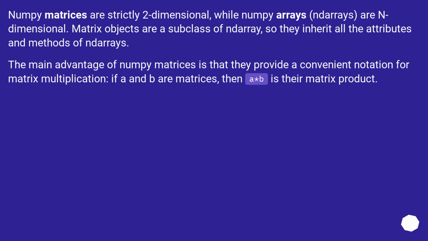NumPy matrices are strictly two-dimensional, while NumPy arrays are n-dimensional. Matrix objects are a subclass of ndarray, so they inherit all the attributes and methods of ndarrays. The main advantage of NumPy matrices is that they provide a convenient notation for matrix multiplication. If A and B are matrices, then A*B is their matrix product.